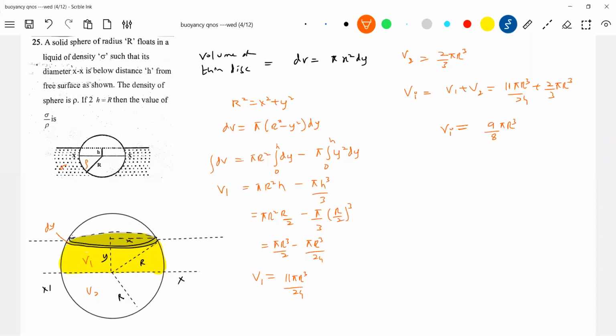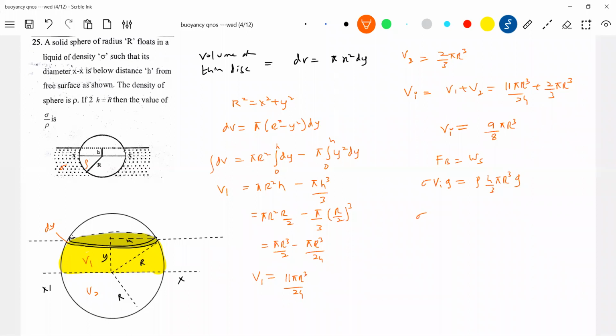Okay, let's come to this one. So what is it asking? The value of density. So what shall we put? Buoyant force should balance the weight of the solid. What is the buoyant force? Density of the liquid sigma, volume immersed, into g. What is the weight of the solid? Weight of the solid should be equal to rho 4 by 3 pi r cube into g.